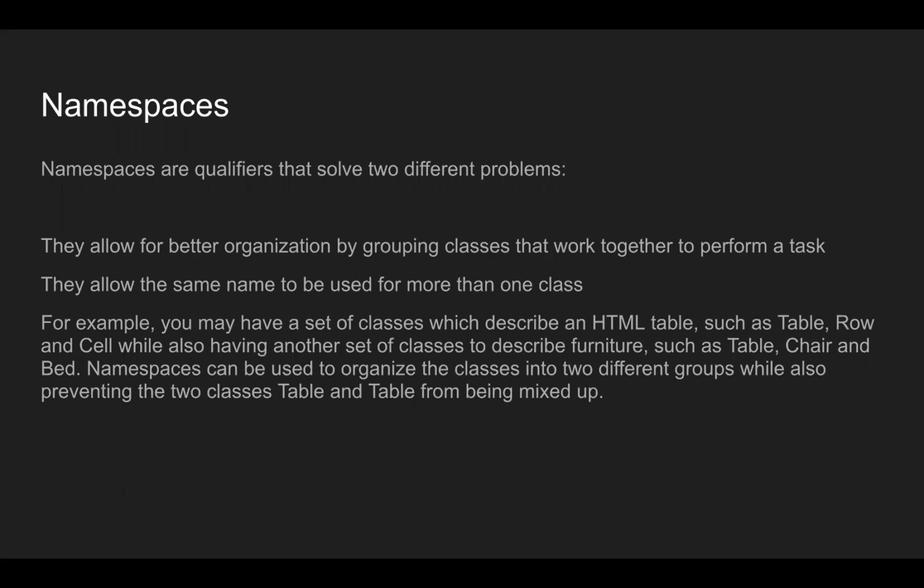This is the last thing we'll talk about, which are namespaces. Namespaces are used to solve problems. They allow for better organization and grouping of classes that work together to perform a task. They also allow the same name to be used for more than one class. Let's say, for example, you may have a set of classes that describe an HTML table, such as table, row, cell. And you also have another set of classes that describe furniture, such as table, chair, and bed. Namespaces can be used to organize the classes into two different groups while also preventing the two classes, table and table, from being mixed up.